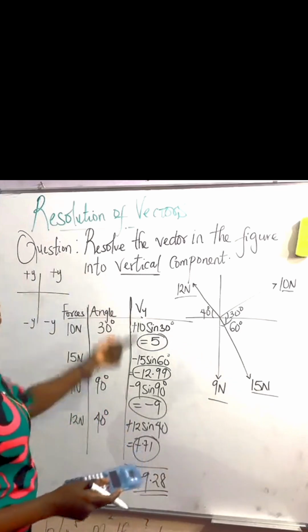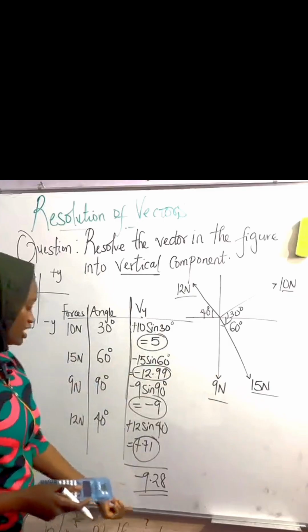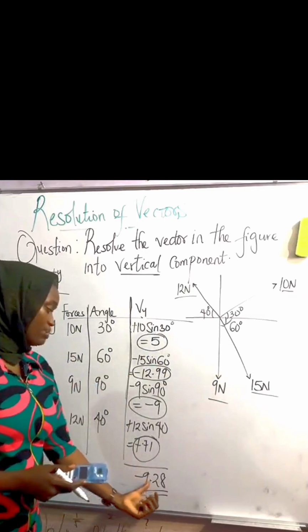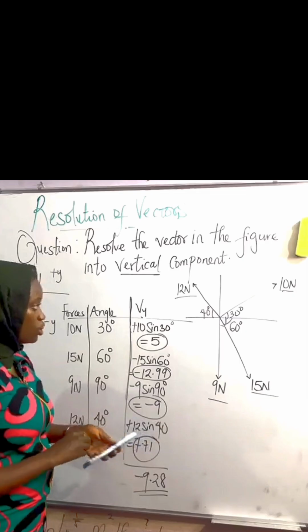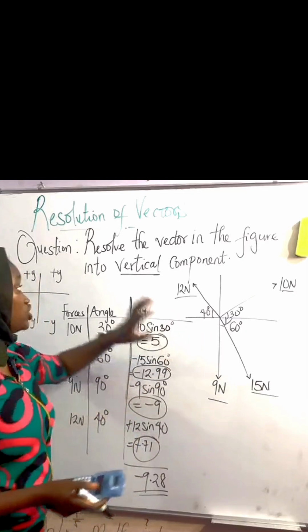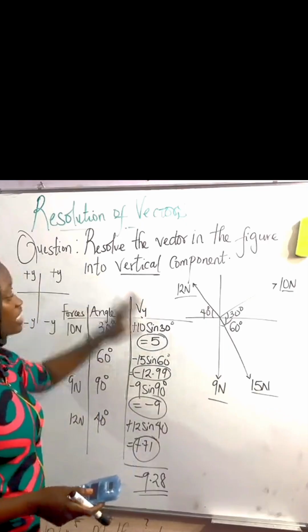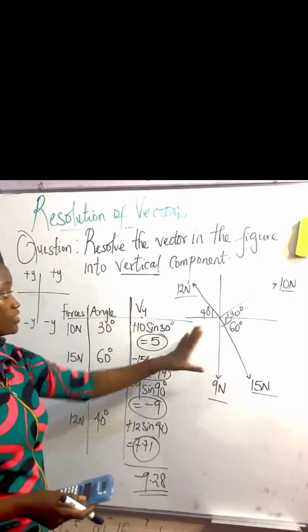So as you can see, we've resolved this vector into the vertical component, and the final answer it gives us is minus 9.28. So viewers, in our next class, we shall also resolve this same question into the horizontal component, after which we find the resultant and also the direction of this vector.